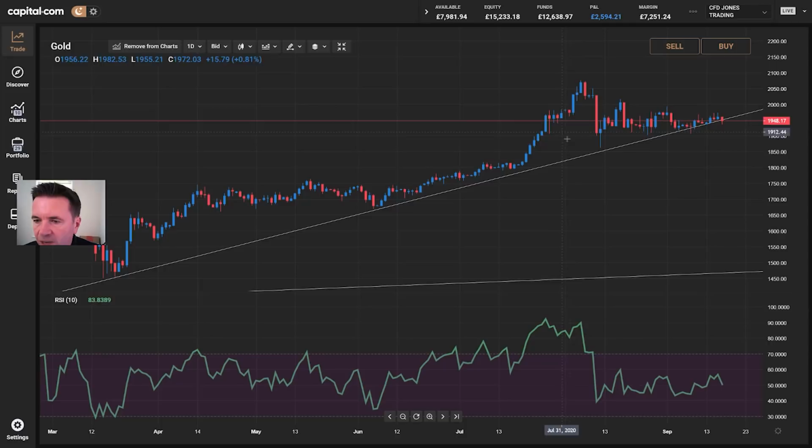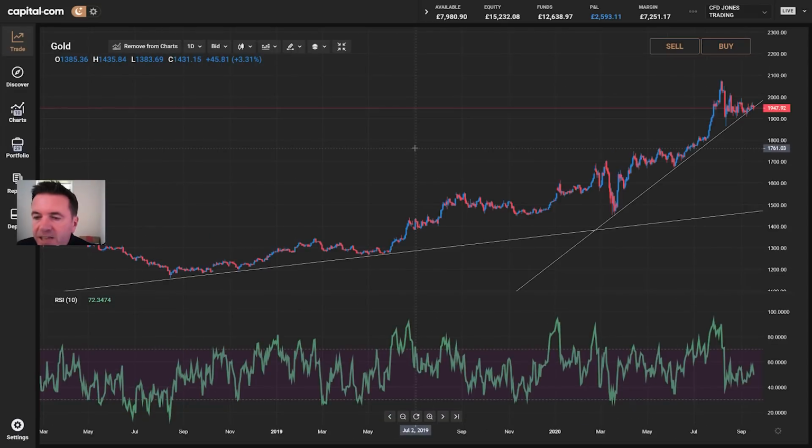I think in the short term, it's only if we lose 1850 does it start to look as if we could see a bit more pressure on the price. But it doesn't change that picture of the longer term trend. So for now, I'd still be quite happy to be a buyer on dips for gold.